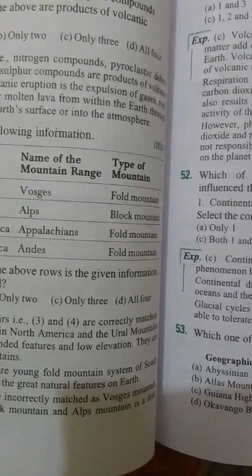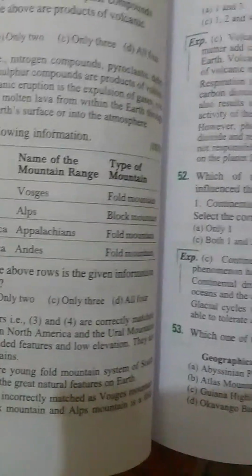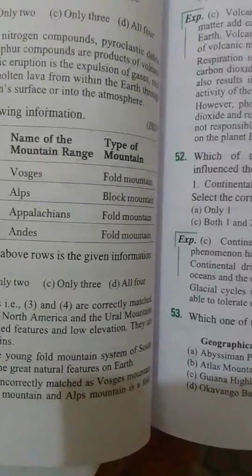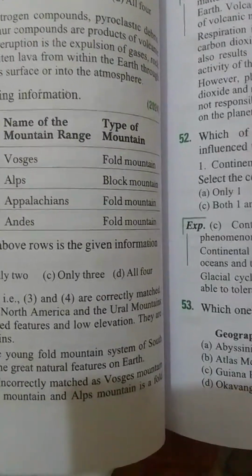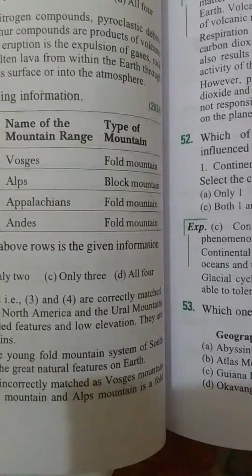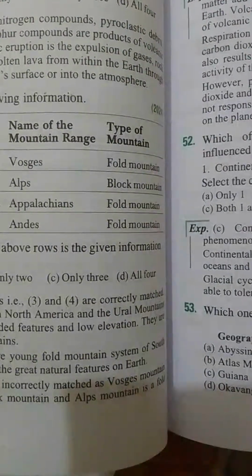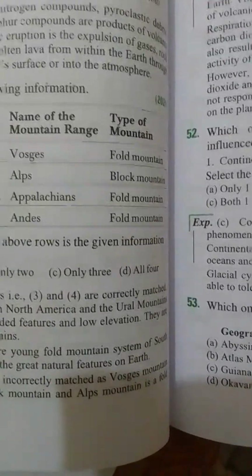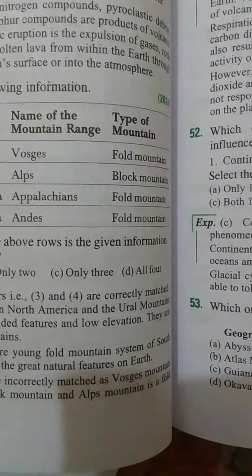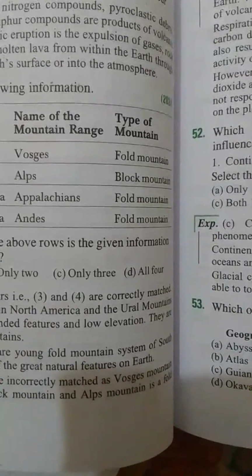Volcanic eruption: sulfur compound, ash and dust, pyroclastic debris are products of volcanic eruption. A volcanic eruption is the expulsion of gases, rocks, fragments, molten lava from within the earth through a vent onto the earth's surface or into the atmosphere.